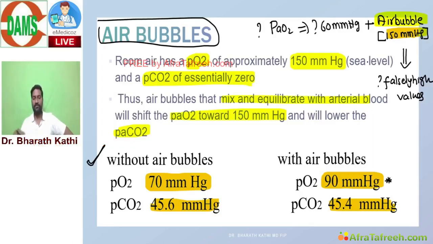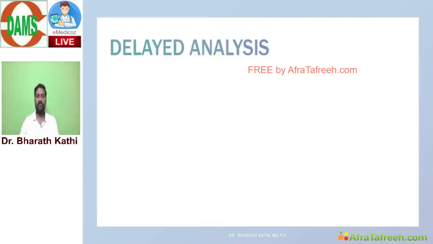So these are the situations. Suppose the patient is in hypoxemia. You want to know his PaO2. You have given him some treatment, and want to know whether he has improved or not. If there are more air bubbles, his PaO2 will be falsely high. PaO2 can be falsely high. The next problem is delayed analysis.